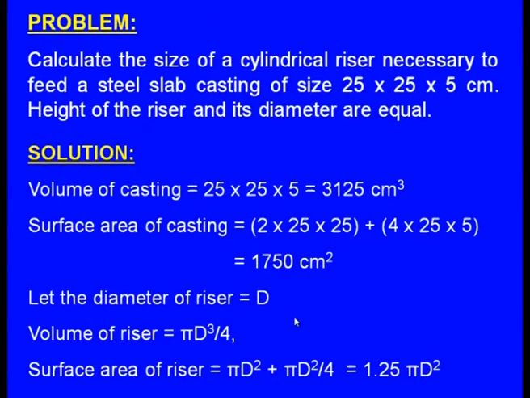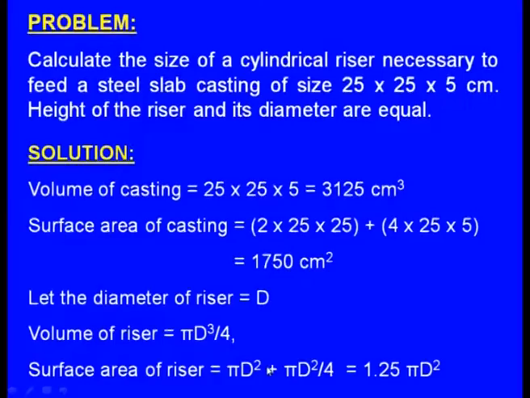Now, let the diameter of the riser be equal to D. What is the volume of the riser? Pi D cube divided by 4. So, this is the volume of the riser. Now, we have to find the surface area of the riser. It is a cylindrical one. If we consider the development of the surface, it will become a rectangle. What is the length of that rectangle? That is pi d, multiplied by height. The height is the diameter, so pi d into diameter, that is equal to pi d square.